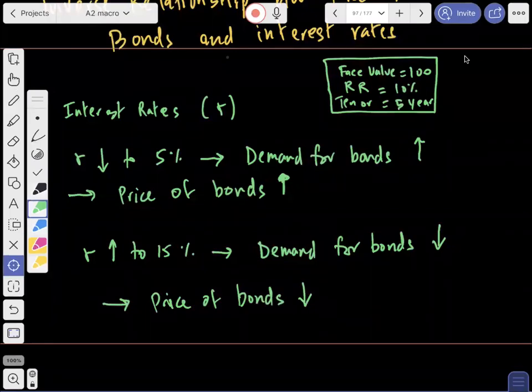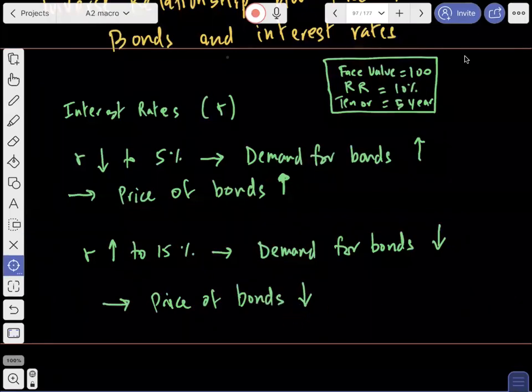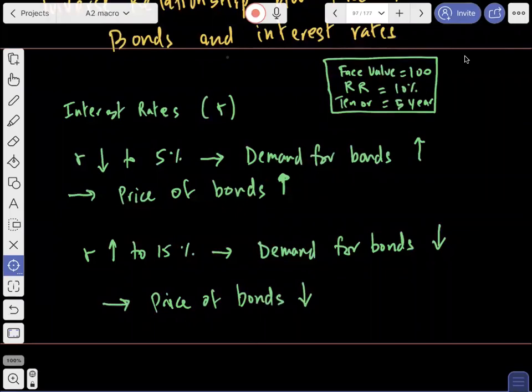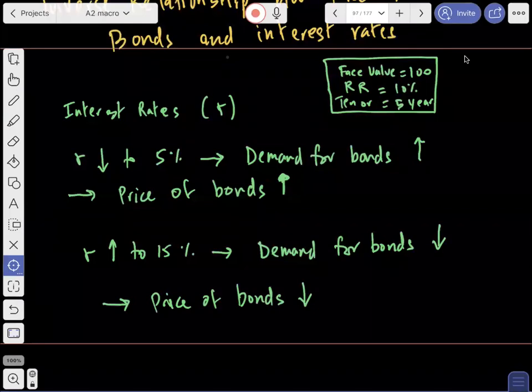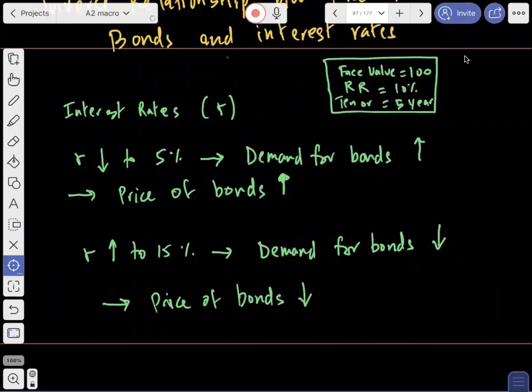So when the interest rate goes up, the price of bonds goes down. Mariam asks: is a bond's return fixed or does it change? A bond's return is fixed. It gives you a fixed return that is promised. If you have taken a $100 bond, it will give you 10 rupees every year, and in the 5th year it will give you that 10 rupees and also return your 100 rupees. At maturity you get your $100 plus the interest for that year.